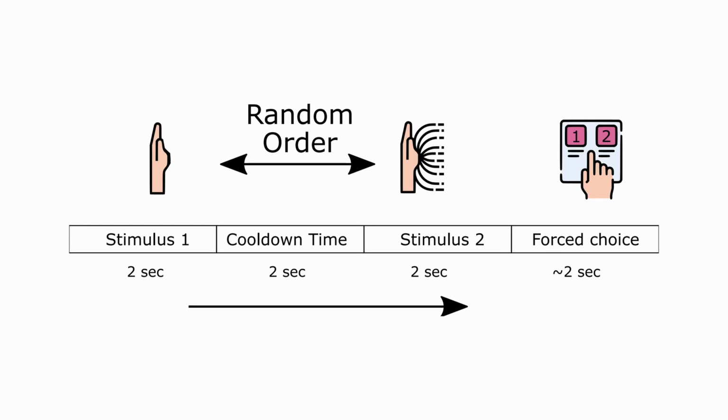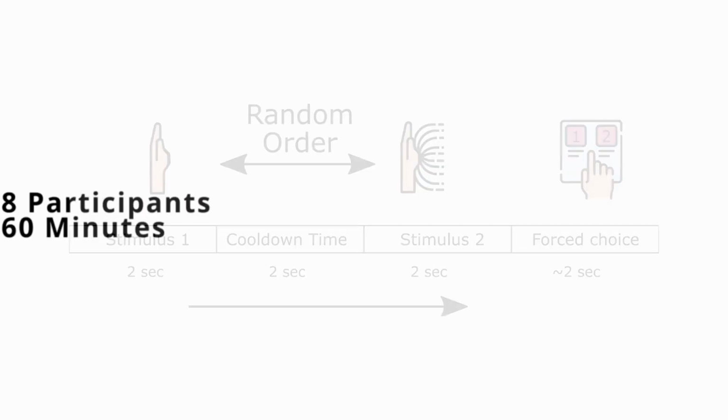This detection was evaluated with a 2 alternative 4 choice question asked after the subjects felt the stimuli. In this question, participants were required to identify which stimuli contained the ultrasonic feedback. To prevent bias, the order in which the stimuli and the conditions were presented was randomized, and a Latin square was used to counterbalance the order of the experiments. We recruited a total of 8 participants for this study, and the experiment lasted approximately 60 minutes.